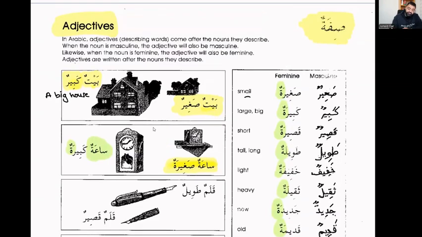Okay. So notice that in Arabic, it's opposite to English. In English, we say the adjective first, big, and then house. In Arabic, you say baytun kabirun. So you're actually saying a house big. Okay, a house big. So you always start off by writing the noun first and then find the suitable adjective to it.